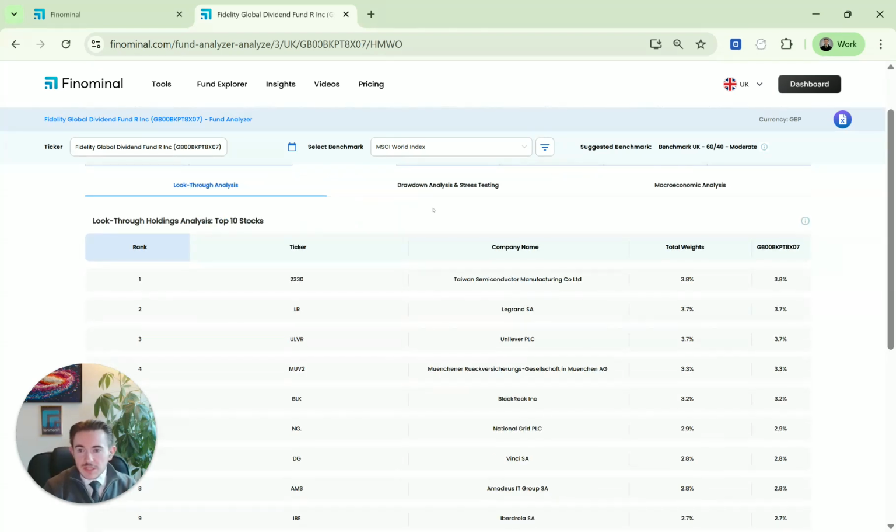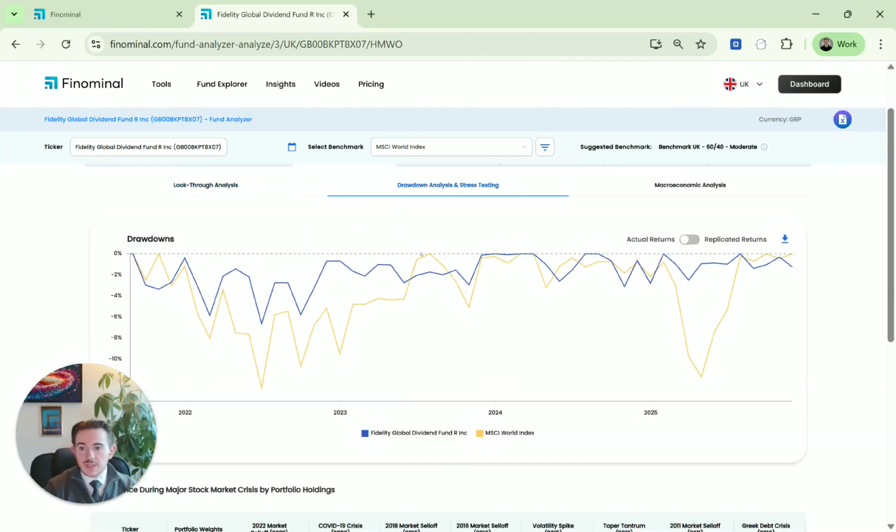Looking into risk, I'm going to go into drawdown analysis and stress testing. So again, this is where we're seeing that downside protection quite nicely. If we look at earlier on in the year, minus 11.7% in the MSCI World versus just under 1% for Fidelity Global Dividend. So that is good to see, of course.